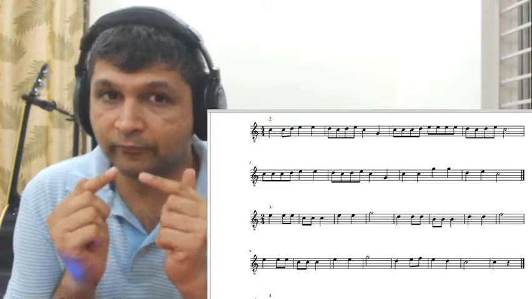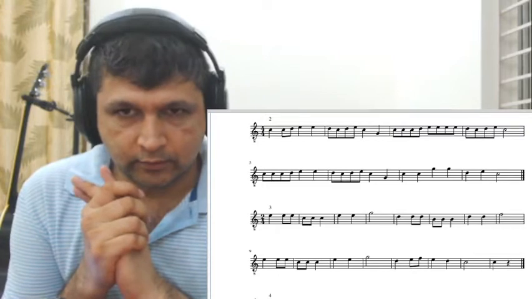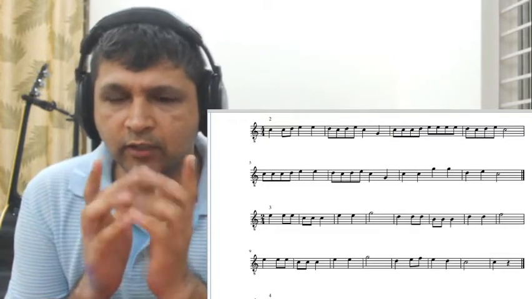1, 2, 3, 4. We don't clap for the fourth count, because the note is going to be sustained later on when we play it. So what we do is we count with this much in mind. We count the first full line.